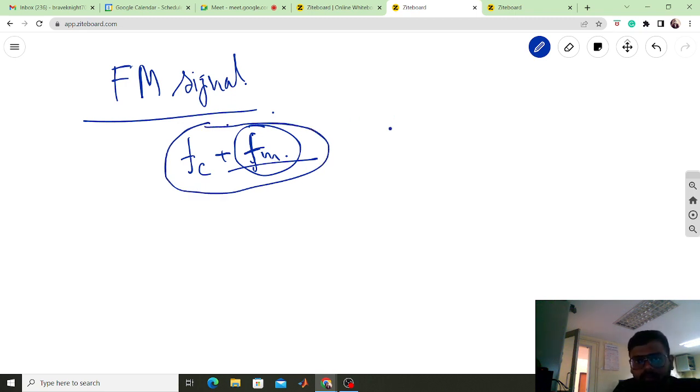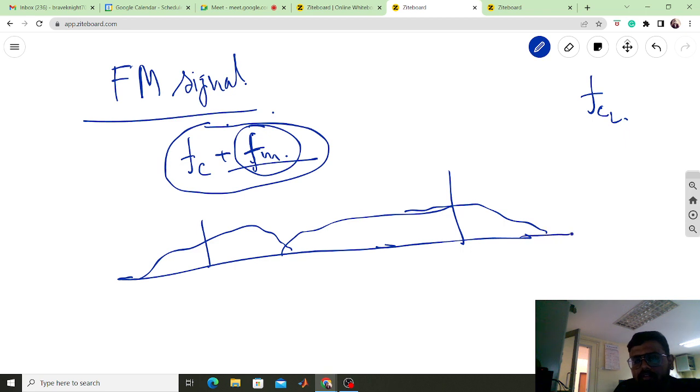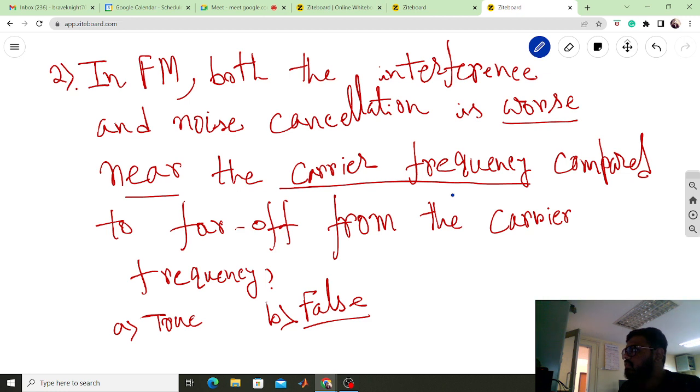Oh yeah, now I get it. Yes. So suppose there is another FM signal with FC2. Suppose an FM signal is like this, and another FM signal is here like this. So the interference will be very low near this region for two different FMs. Yes, I get it now. So it is false, right? Yes, false.